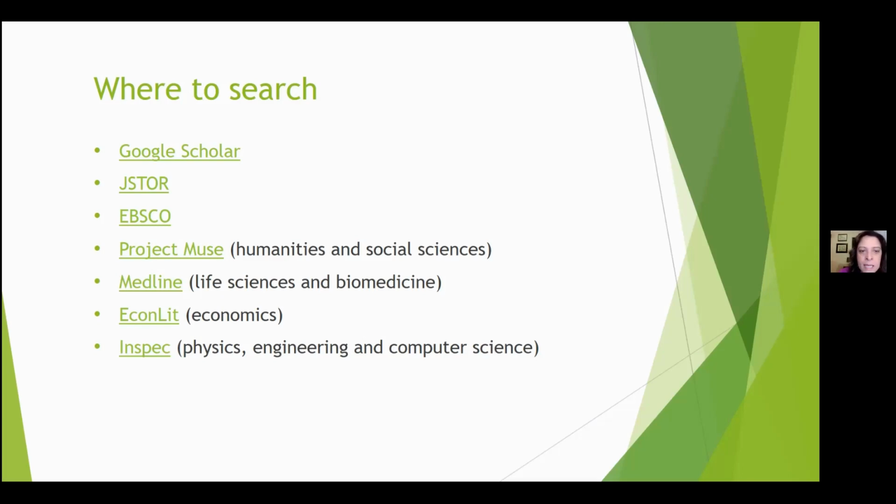So you really have to know, once you've decided what your research question is, then you have to decide, well, which one are you going to use? And you can use multiple, but again, some of these are very direct. So for example, Econolit would be a paper on economics. All right.